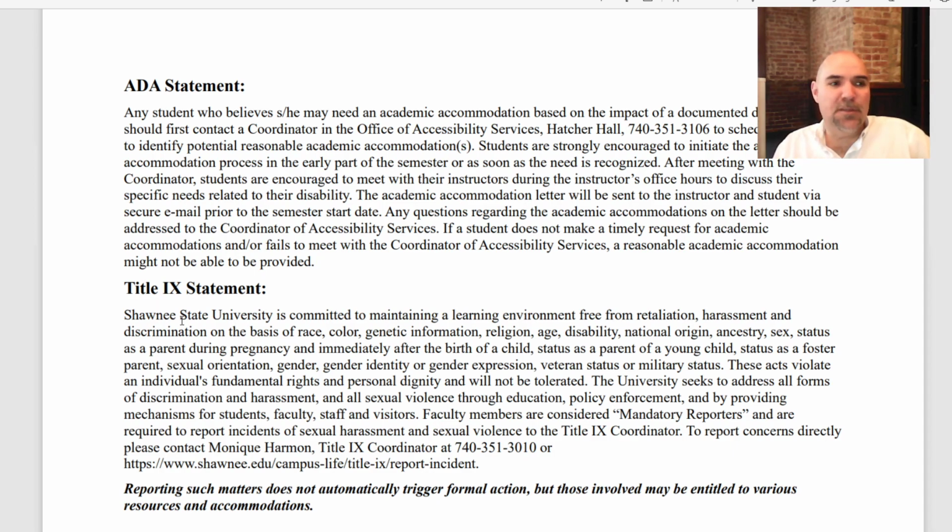Now, that doesn't necessarily mean there's a formal report. It just means that the person who's the victim of that, whether that be you or somebody else, might be contacted and asked kind of what the situation is, and they might need help or might be entitled to some sort of accommodation based on that. So if you see something, say something. If you're the victim of something, get help, because we don't want that kind of behavior in our environment here.